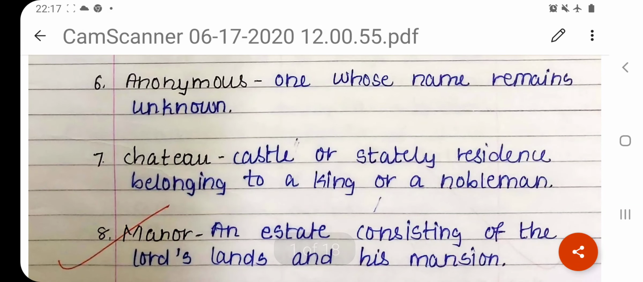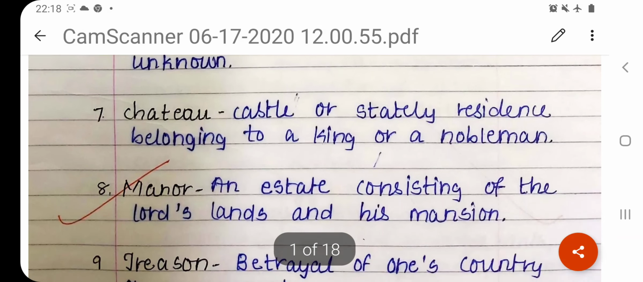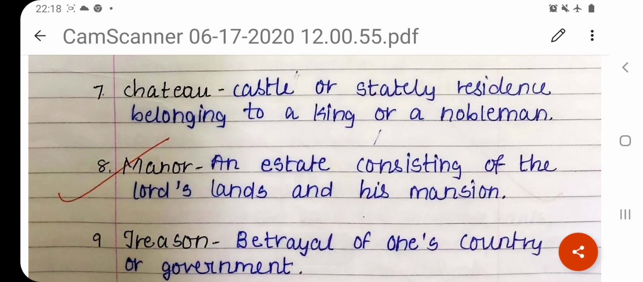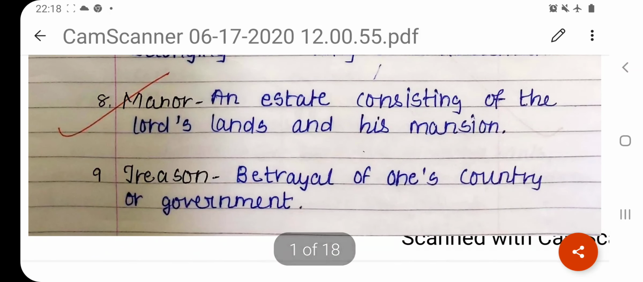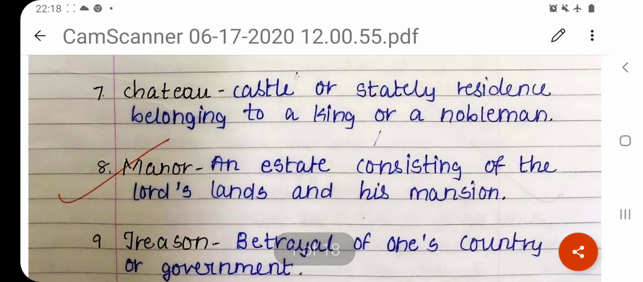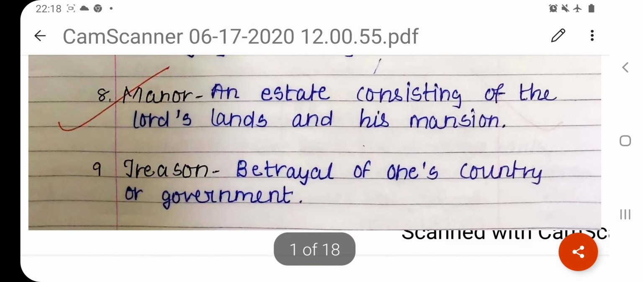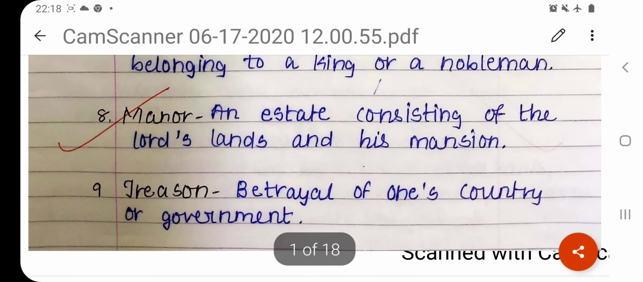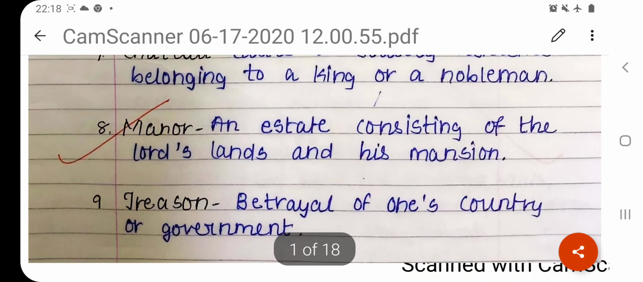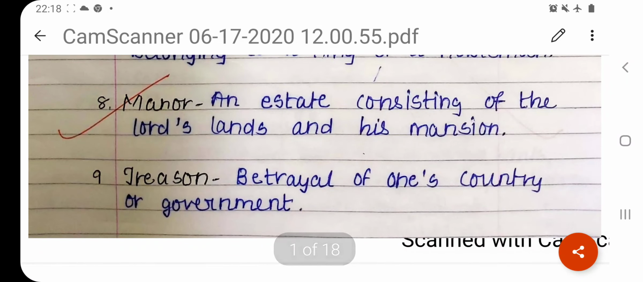Anonymous, one whose name remains unknown. We probably came across this word in the chapter. If we didn't, it's a word you can use. A chateau, a castle or stately residence belonging to a king or a nobleman. A manor, an estate consisting of the lord's land and his mansion. A manor would be in the countryside, the lord's lands with his mansion.